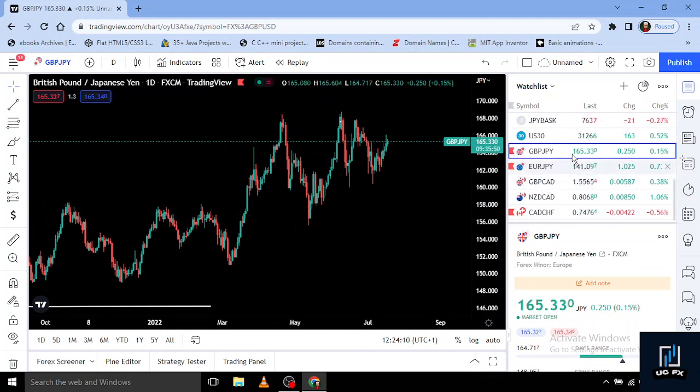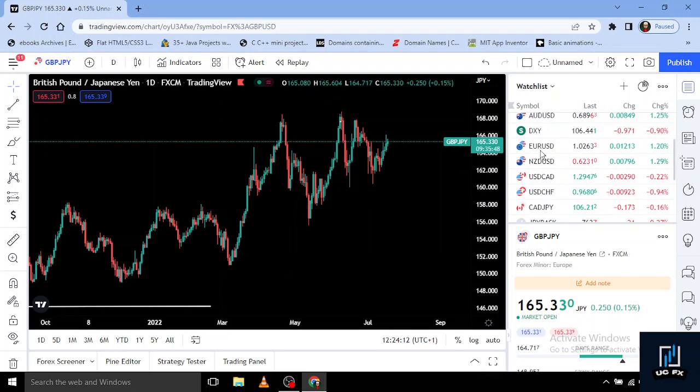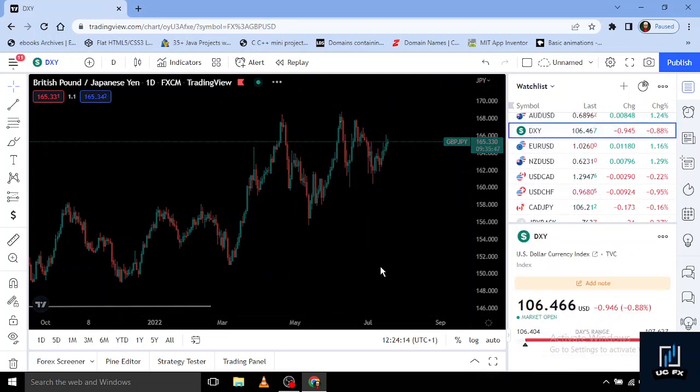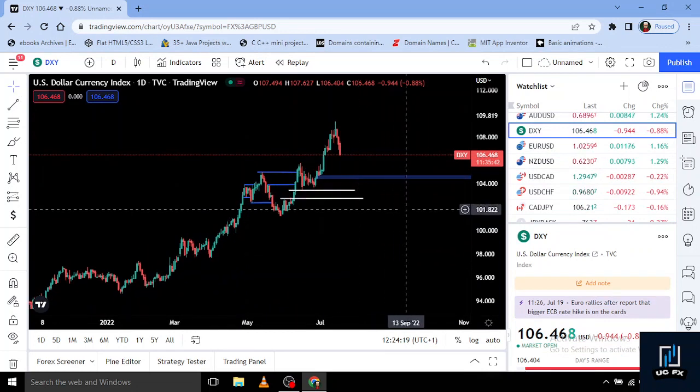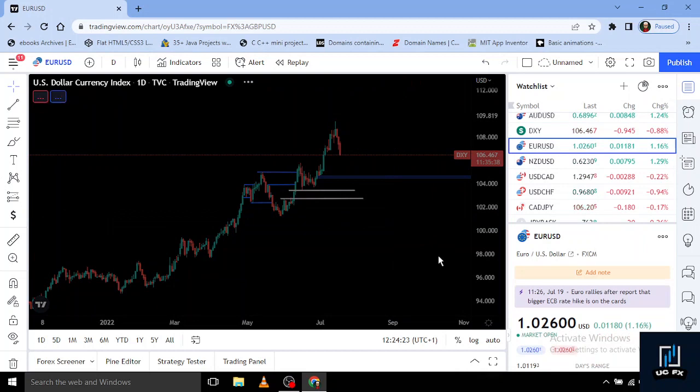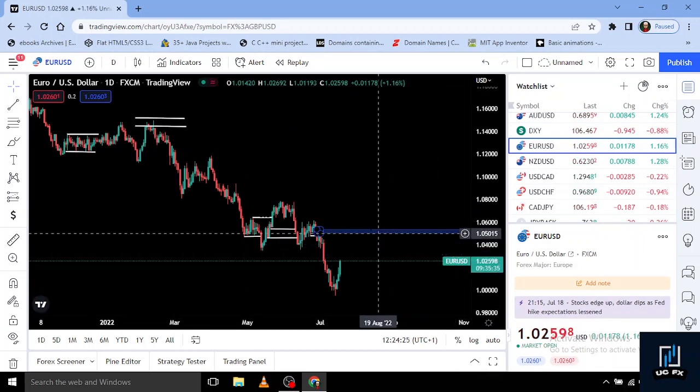So let's look at the DXY. So here is the DXY in an uptrend, which means the Euro USD will be what? In a downtrend. So here we have Euro USD in a downtrend.